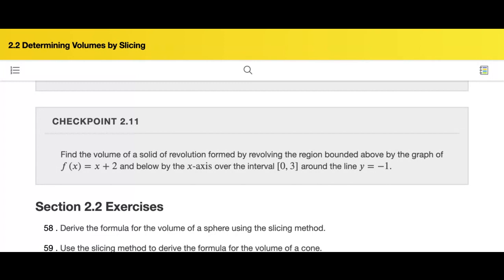All right, let's wait a little bit. Let me take attendance. Let me take a picture of the attendance.